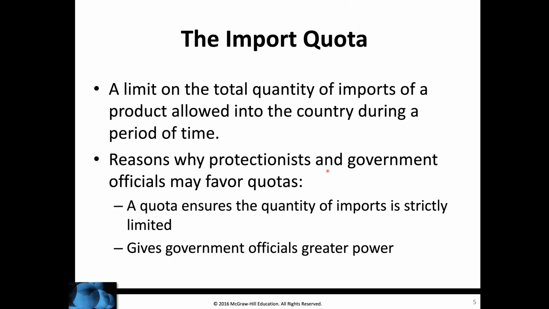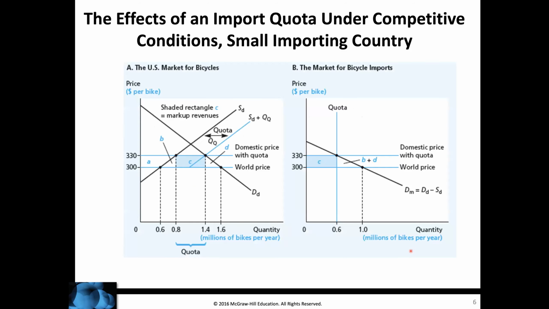Reasons why protectionists and government officials may favor these quotas: a quota ensures the quantity of imports is strictly limited. Once we hit that number, no additional imports can enter into the country. It also gives government officials greater power over imports.